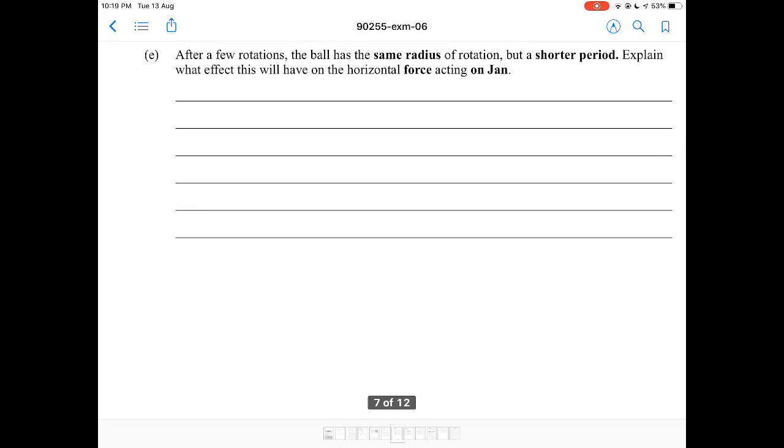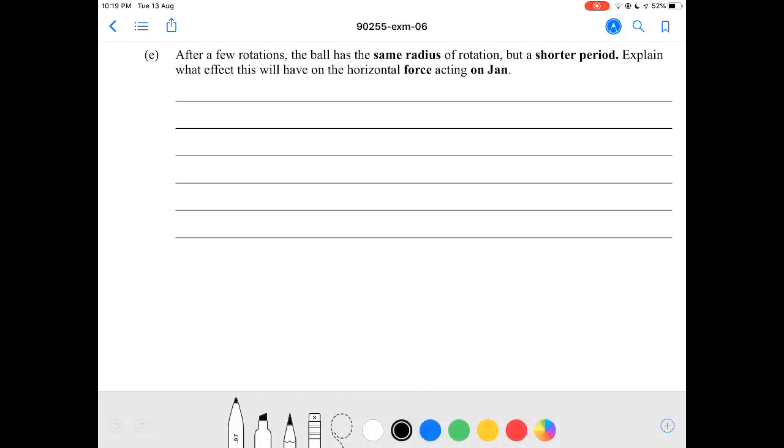So now I'm going to give you one final example of a type of question they could ask you in terms of circular motion. In this example, it says after a few rotations, the ball has the same radius of rotation but a shorter period. Explain what effect this will have on the horizontal force acting on the ball. Basically, if the radius is the same and C equals 2 pi r, then the circumference will remain constant.